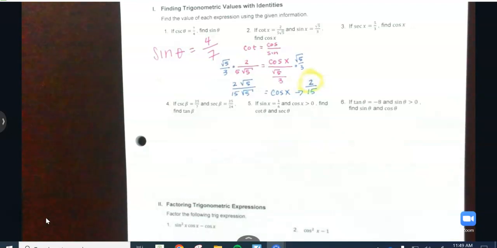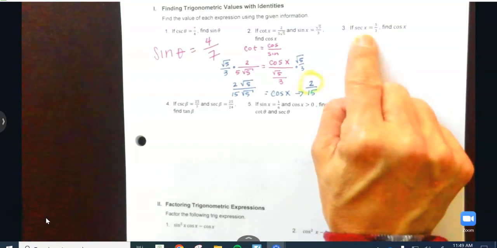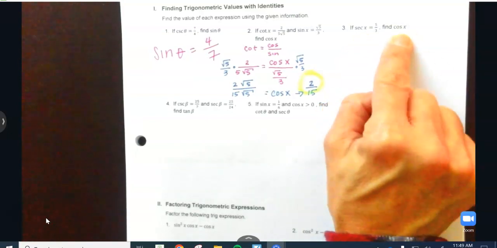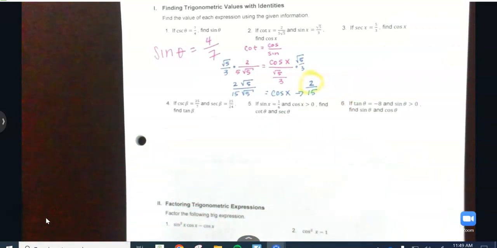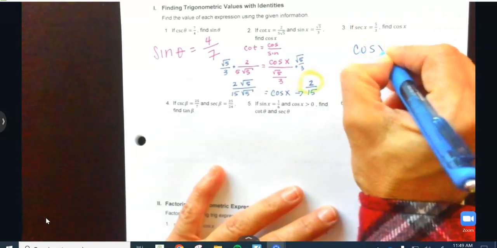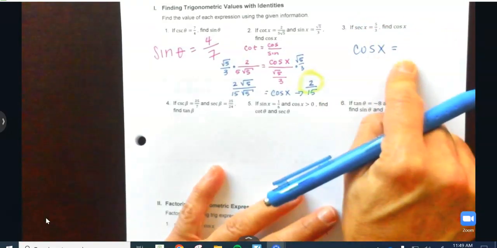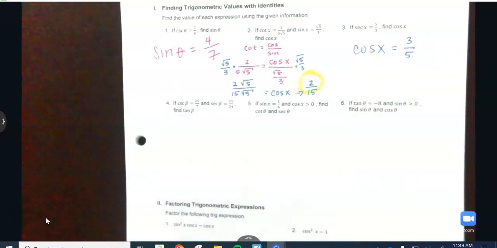All right, let's look at the next one. For the next one, we know secant of x is 5/3. We need to find cosine. That's pretty simple because that's just a reciprocal. So just flip that upside down and you have the answer for cosine of x. Cosine of x is just simply going to equal 3/5.